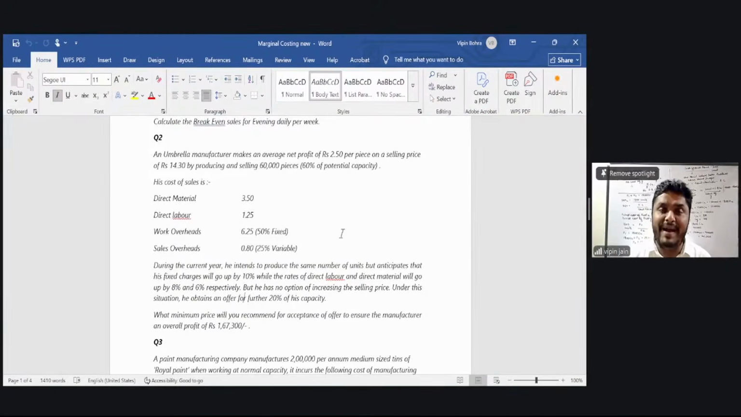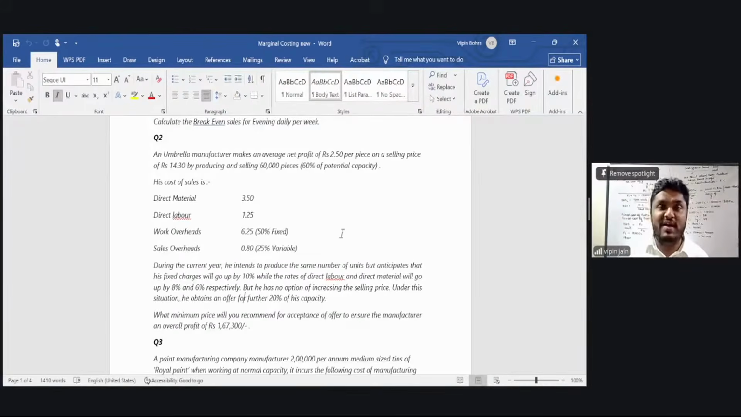So it means it's a very bad situation for the company, wherein they are able to still manufacture only 60,000 units, wherein their fixed cost has gone up by 10%. Their labor cost has gone up by 8%. Material cost has gone up by 6%. But they have no other option. I mean, they can't increase the selling price.